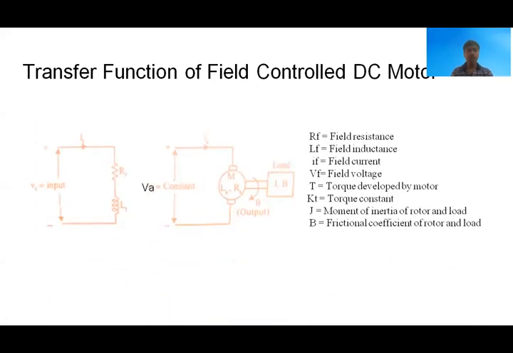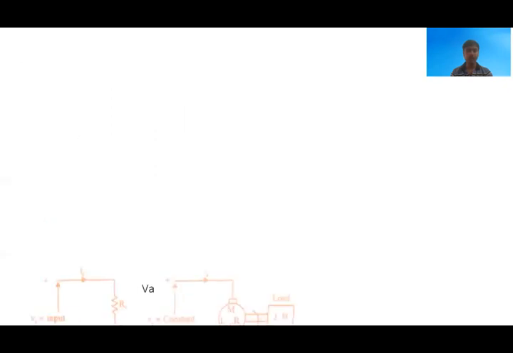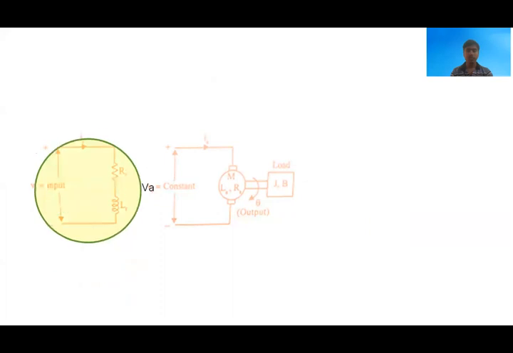Now we'll see the mathematical modeling of field control DC motor, and this is the electrical model of the field control DC motor, where the armature voltage is kept constant and the field voltage is varying. By varying the field voltage, the motor speed will be controlled. Now we'll see the mathematical expressions of the field winding and the motor separately.